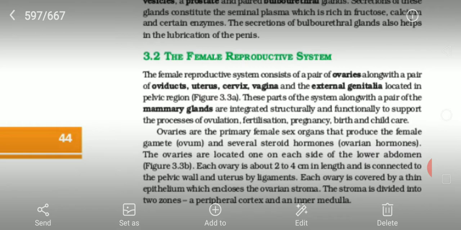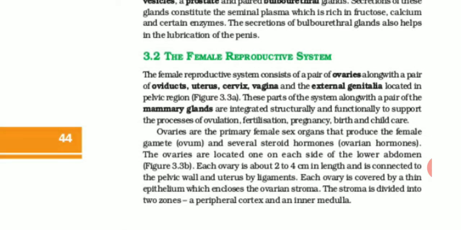Ovaries are the primary female sex organ that produce the female gamete and several steroid hormones. As we talked about, the female gamete is the ovum, and several steroid hormones means ovarian hormones like luteinizing hormone, follicle stimulating hormone, etc. The ovaries are located one on each side of the lower abdomen. Each ovary is about 2 to 4 cm in length and is connected to the pelvic wall and uterus by ligaments. Each ovary is covered by a thin epithelium which encloses the ovarian stroma.